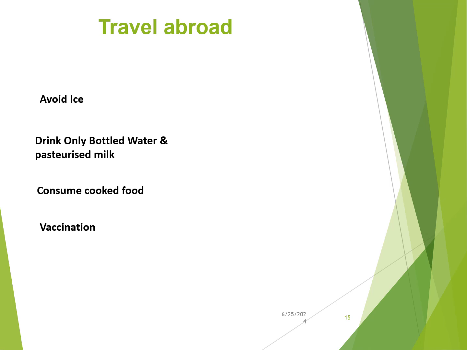If you're travelling in a country that has a risk of Salmonella, definitely avoid ice, drink only bottled water and pasteurised milk, consume cooked food, and think about getting a vaccination.